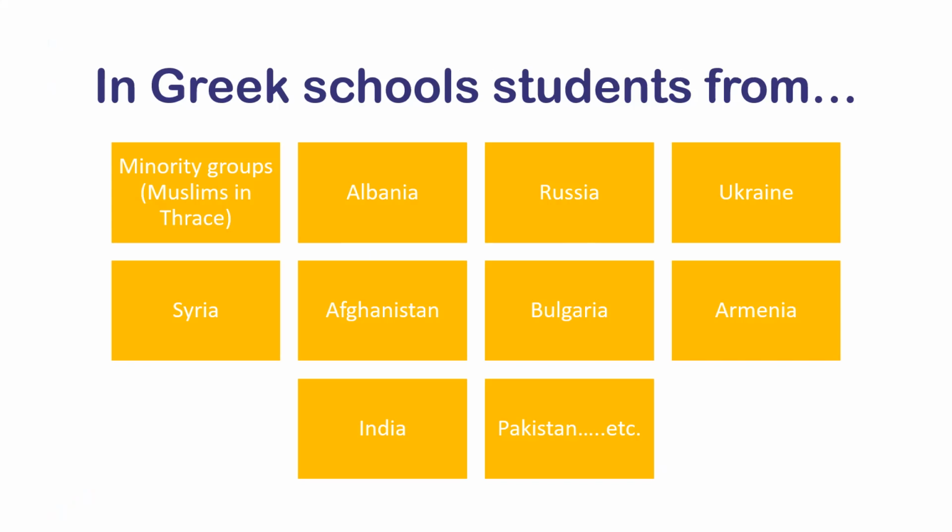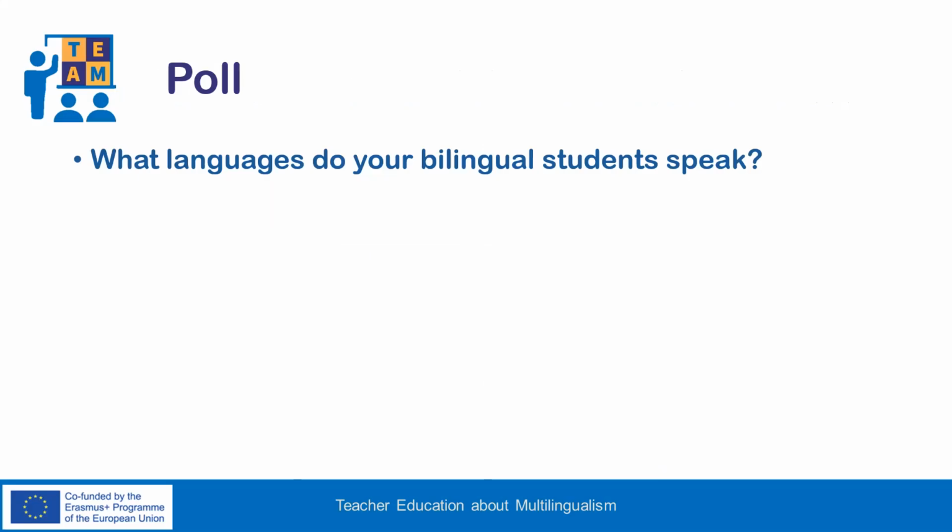For example, in Greek schools today, we have students from minorities, for example, Turkish-speaking students in Thrace, refugee students from Syria, Afghanistan, and immigrant students, for example, from Albania, Russia, Armenia, and so on. You could use here the tool of poll in order to ask the attendees what languages their bilingual students speak.